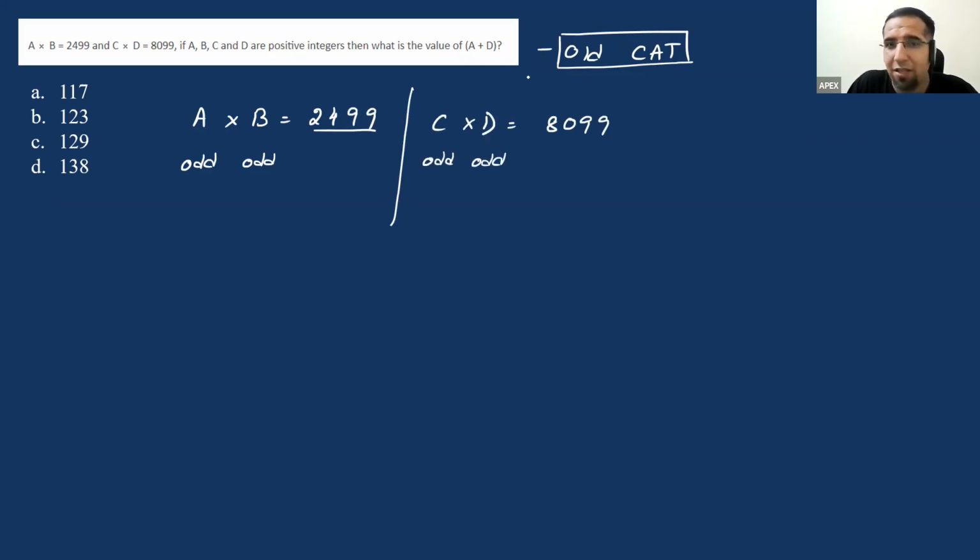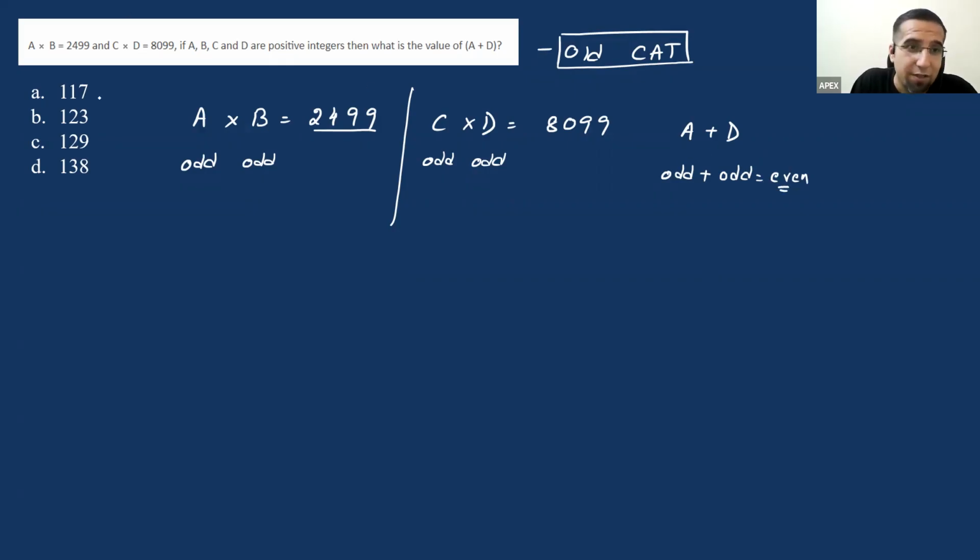And now the question is asking you to find the value of A plus D. So if I'm looking at the value of A plus D, A is an odd number and D is also an odd number. So odd number plus odd number will give you what, guys? Odd number plus odd number will always give you an even number. Clear?